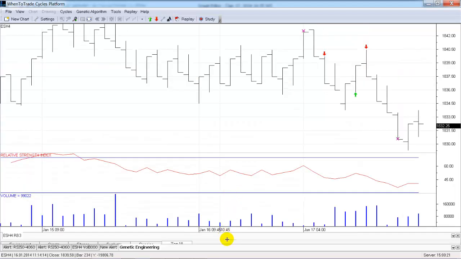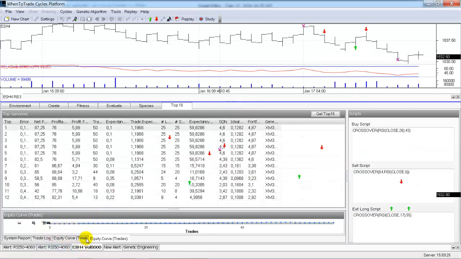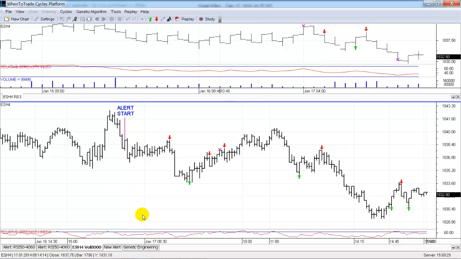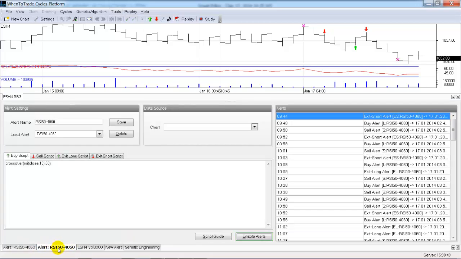Let's move to the live situation here. So here's the volume chart. Once you've found your parameters for intraday trading, there's another feature which gives you the opportunity to set up alerts. Which means that you simply just activate an alert, which I did here this morning.